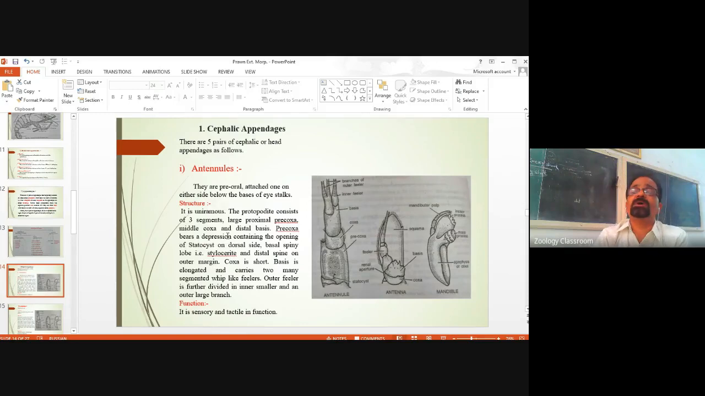What is the function now? The longest cephalic appendage present is the antenna, and because of this, these are feelers, to feel.